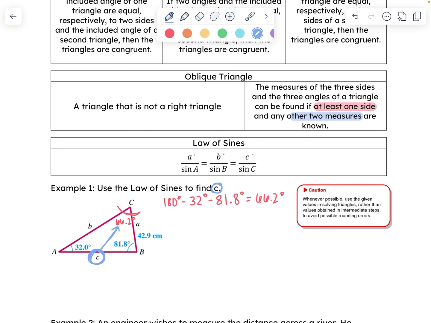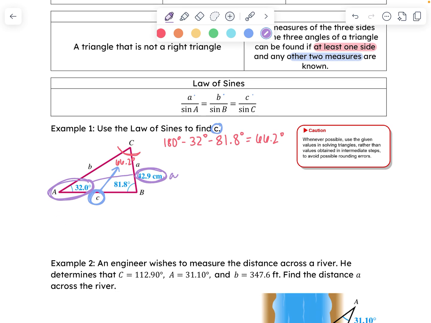We do have a caution box over here. It says whenever possible, use the given values in solving the triangles rather than values obtained in intermediate steps. So if you look, I was given this side over here, which is side A, because it's across from my angle A. So I'm going to use that angle and that side to help me solve for my missing side C that I'm trying to find. Now, we are using that angle C that we did have to find, but to use our law of sines here, we do need that angle C to help us find side C.